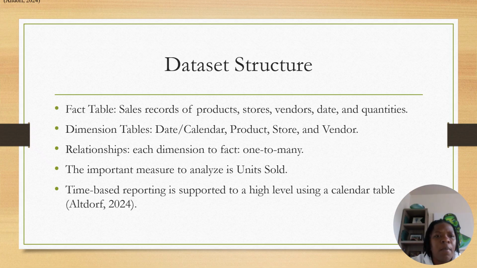In this slide, we're going to talk about the data set structure. For the fact table, you have sales records of products, stores, vendors, dates, and quantities. For dimension tables, you have the date, calendar, product, store, and vendor. Relationship: each dimension to fact, one to many. The important measure to analyze is units sold. Time-based reporting is supported to a high level using the calendar table.